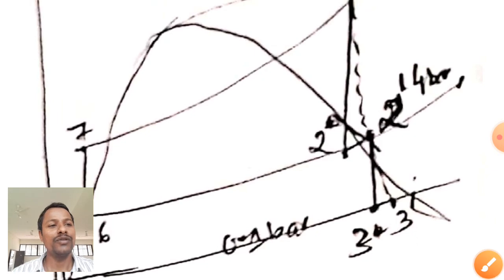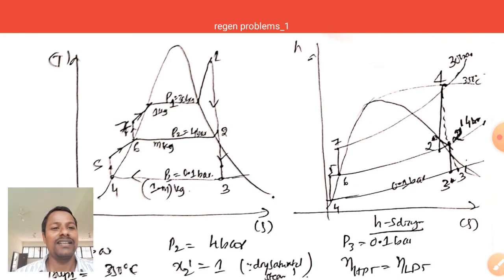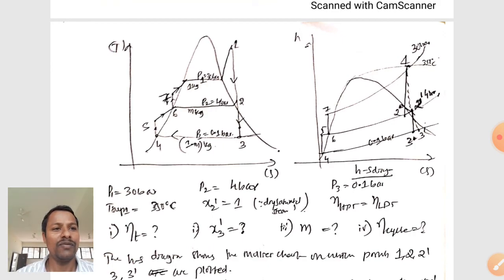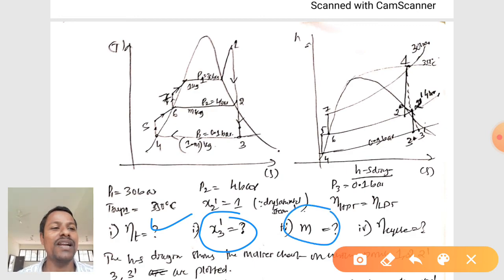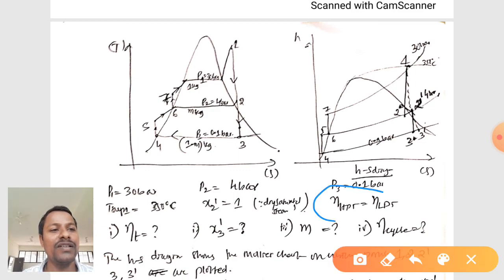So we need to determine, in the given problem, the thermal efficiency of the cycle, then the dryness fraction at x3 dash, not x3, please remember, and the mass of the steam bled as well as cycle efficiency. One more condition he has given is the turbine efficiency of the high pressure turbine, that is turbine stage 1, and the low pressure turbine, that is stage 2. So both turbine efficiencies are equal.